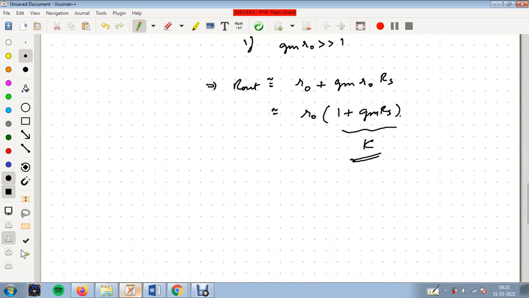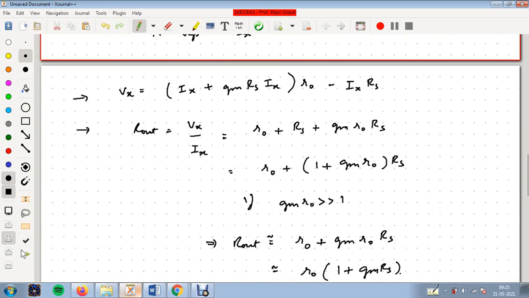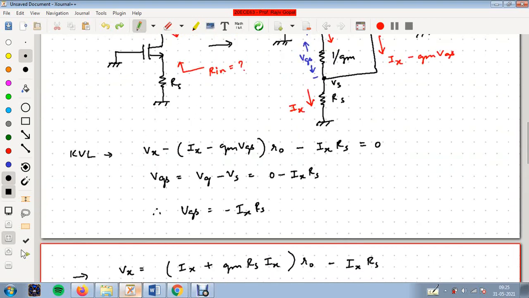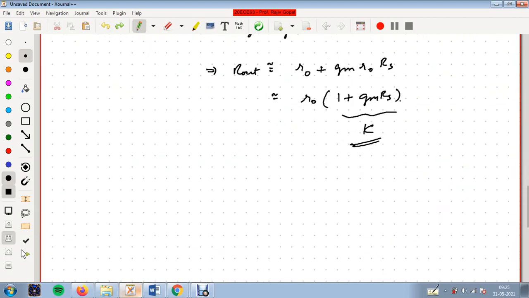So obviously your gain here will improve. This is how you actually increase your gain, by cascading your common source amplifier with a common gate amplifier. The common gate amplifier output impedance is actually more. So that way you can improve your gain.